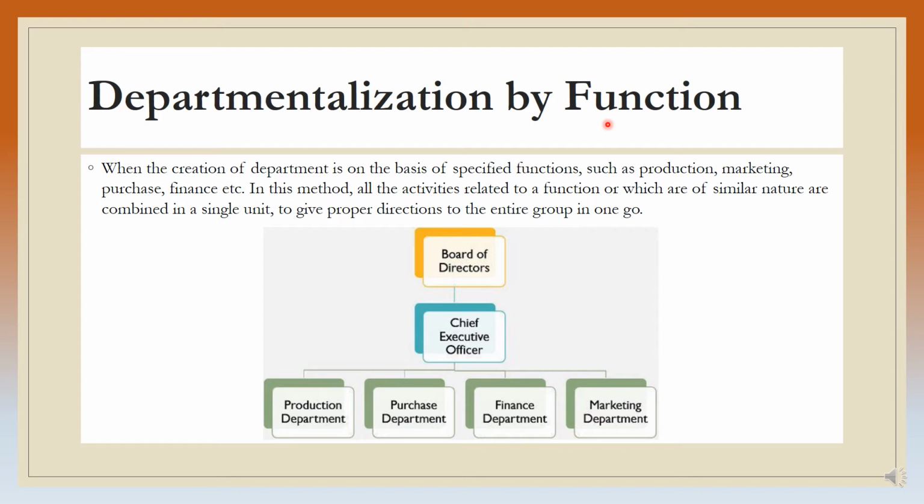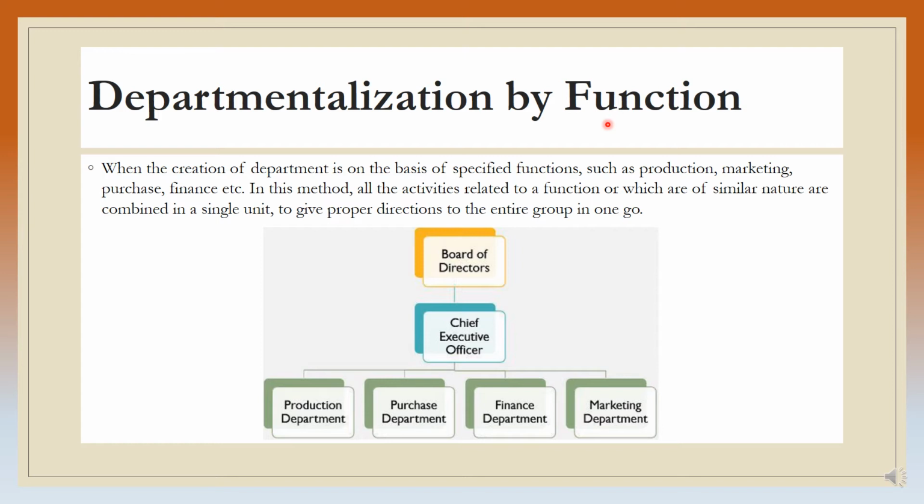Typically, a manufacturing organization may have separate departments for production, marketing, finance, and human resources. Similarly, different types of organizations will have different departments. Say a service organization may not have a production department. Thus, a functional department is built around the basic functions performed in the organization, right?